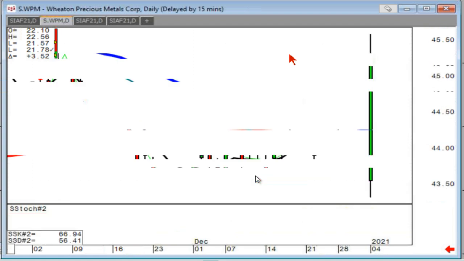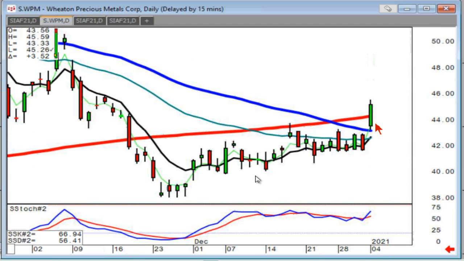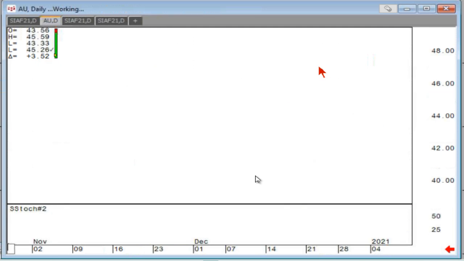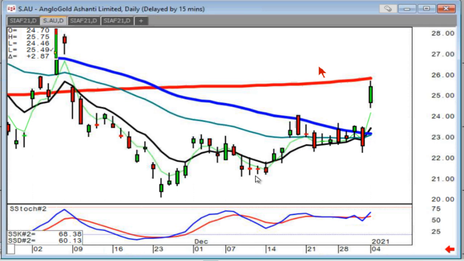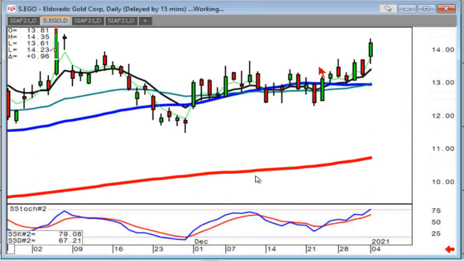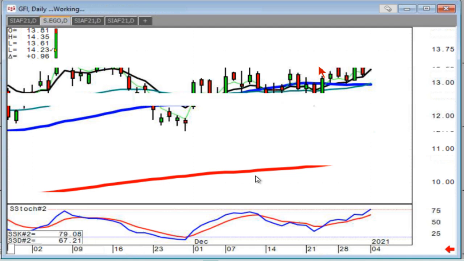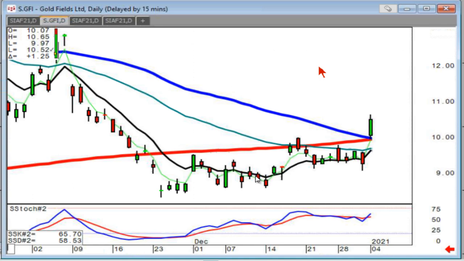Wampum broke out nicely today. A nice kicker signal, and Anglo, El Dorado, kicker type signal. What were the other ones? Oh. GFI, another strong kicker signal breaking up through the moving averages.